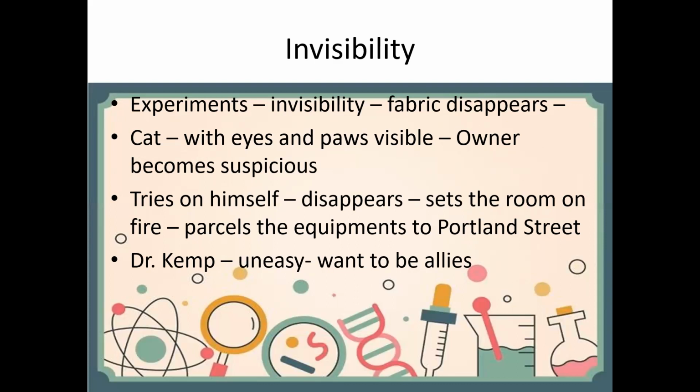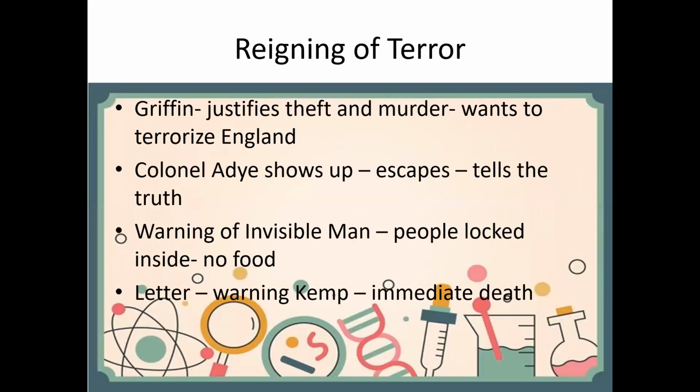Before leaving the flat, he sets the building on fire. He mails all his scientific equipment and books to Portland Street. Dr. Kemp, after hearing the story, feels really uncomfortable about Griffin's actions. However, Griffin justifies his theft and murder. He wants to terrorize England with his power. When Colonel Ade shows up, Griffin escapes.